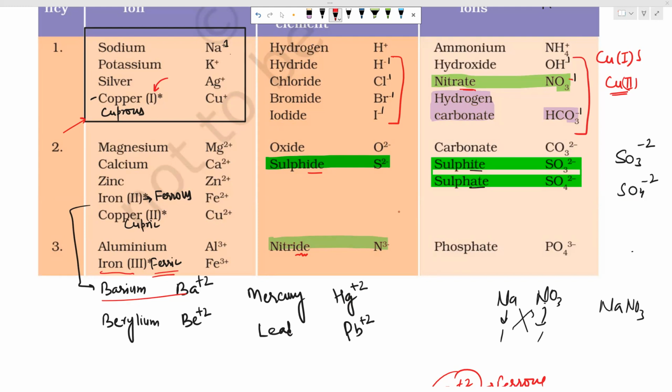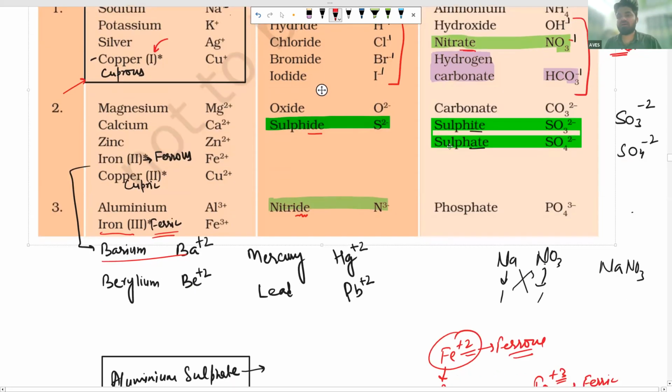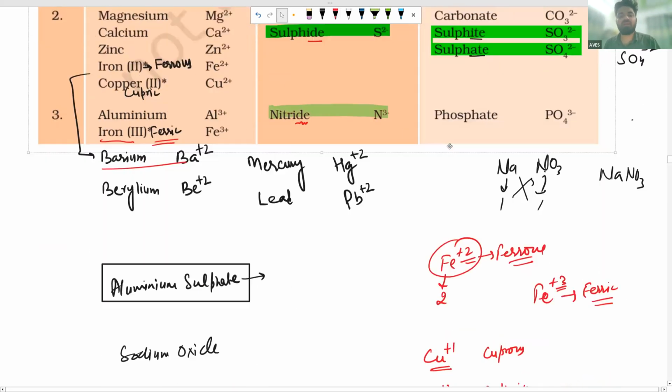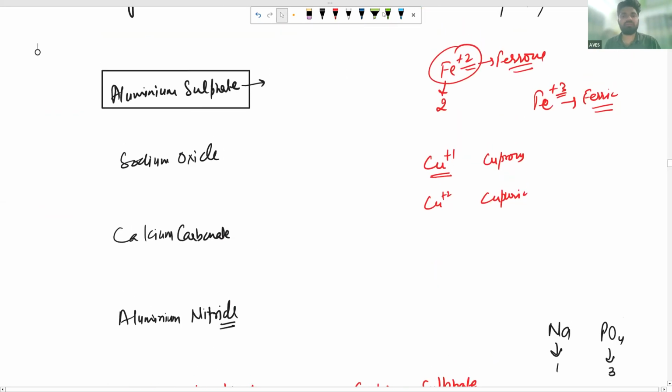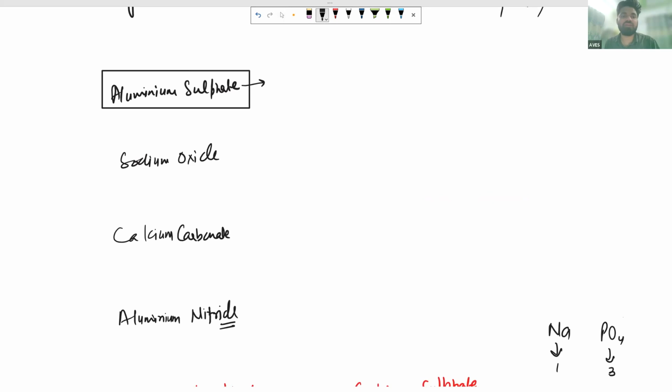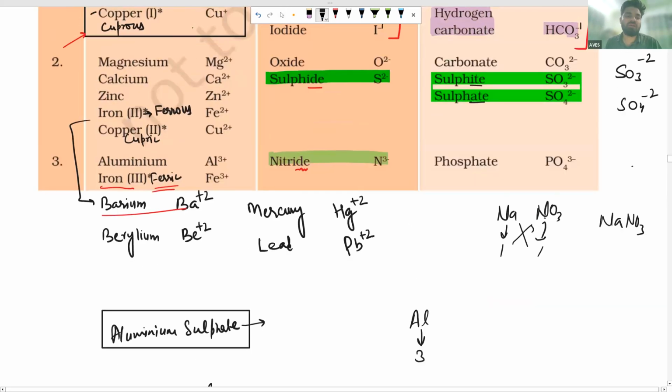Okay. So here, if I ask you to write the formula of the compounds, like here, if I'm asking you to write the formula of the following compounds that is being given here. Everyone knows that in the ninth class you study that, for example, if you need to write down the formula of aluminum sulfate, aluminum has three valency. You can check it here. Aluminum is three here.